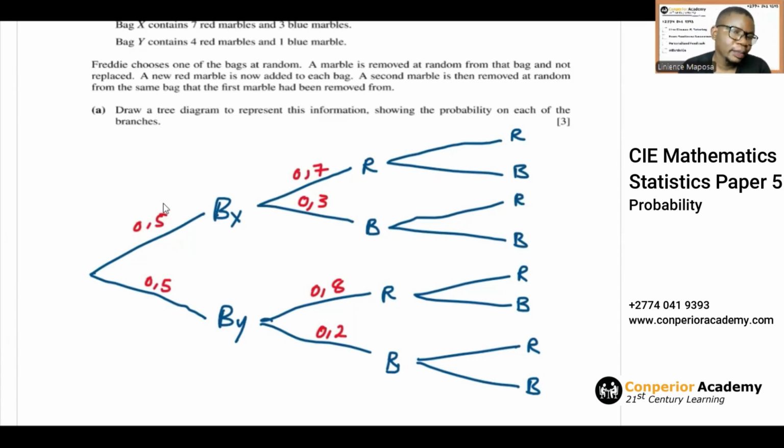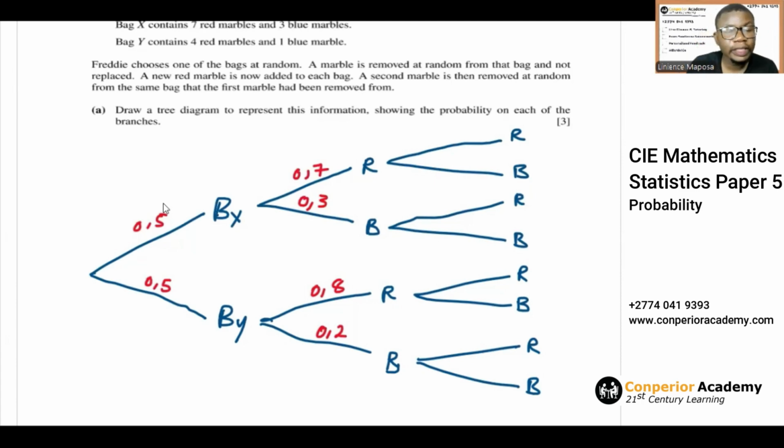So if you pick the first marble, you don't replace it. That means out of the 10 marbles in bag X, now you're left with 9. But if you follow the top branch, you picked out of 7, so you removed a red. So now you have 6 reds out of the 9. But then they say, after picking, a new red marble is now added to each bag, which means you reset. You go back to 10.